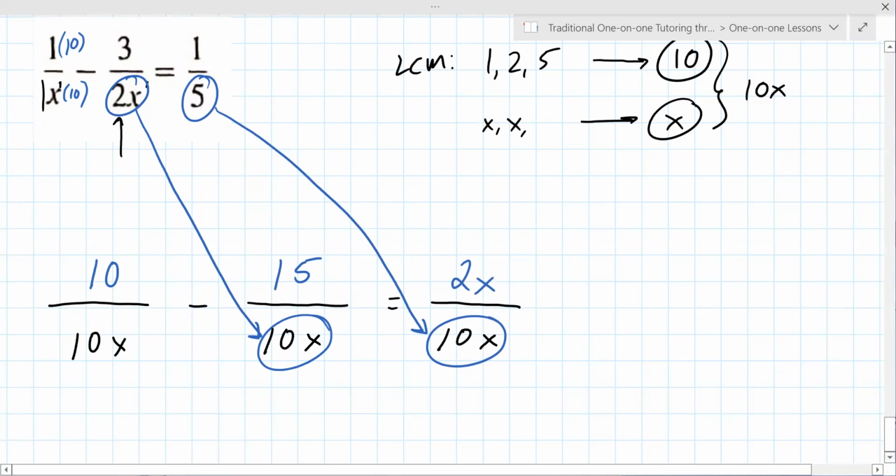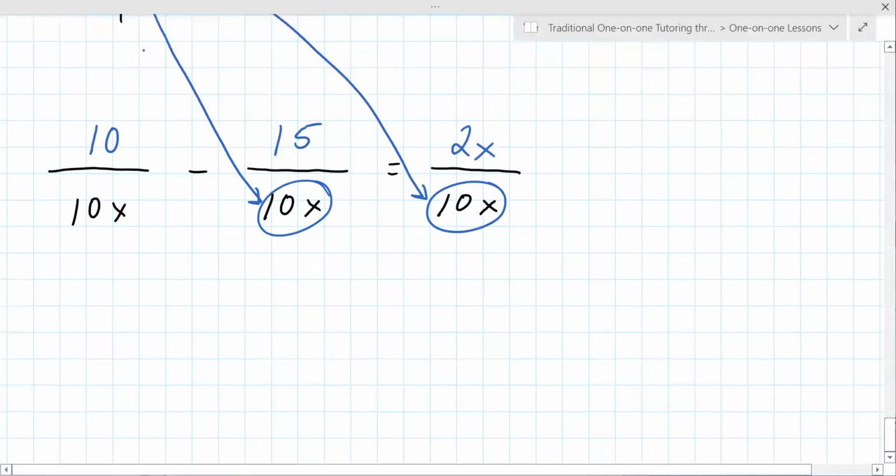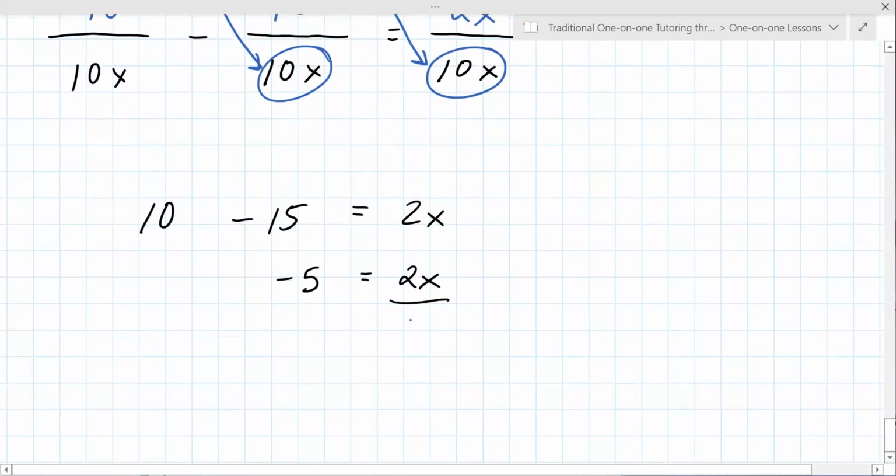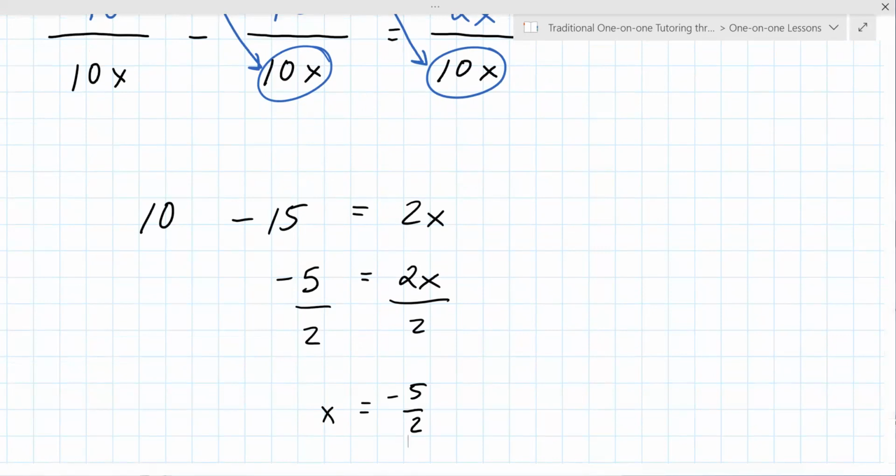So let's continue this problem here. We just care about the numerator, so you can ignore the bottoms. 10 minus 15 equals 2x. 10 minus 15 is minus 5 equals 2x. And then you divide by 2. So you get x equals minus 5 over 2.